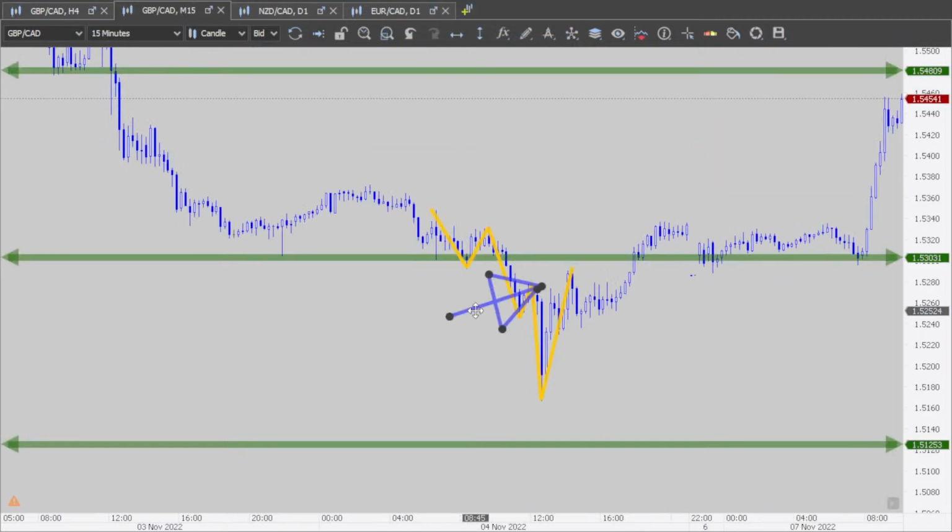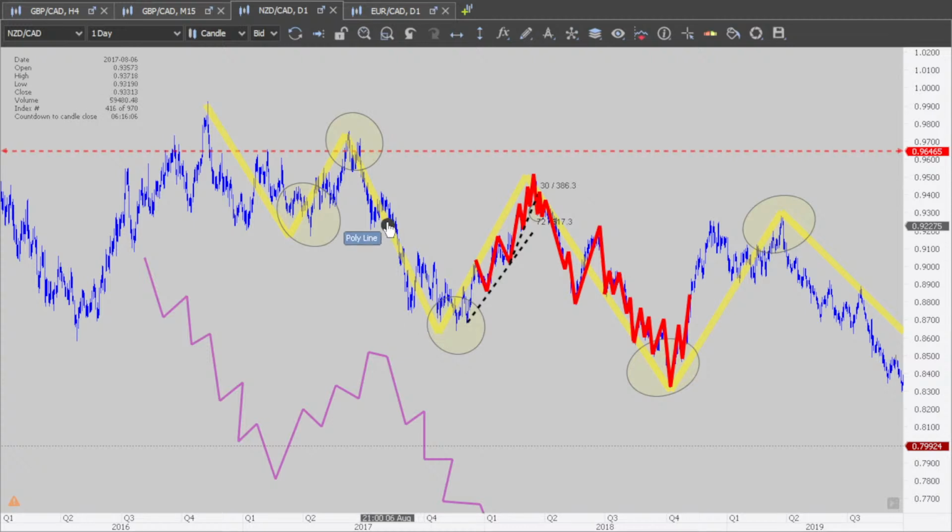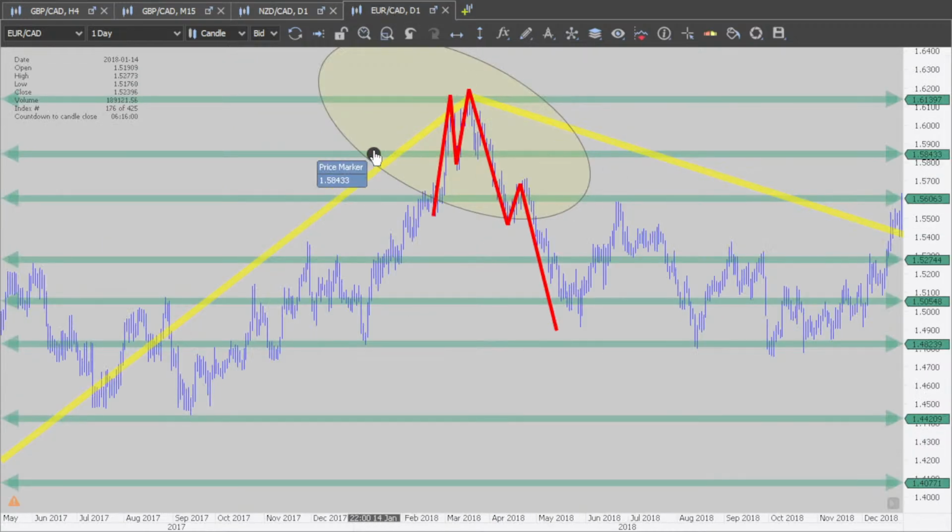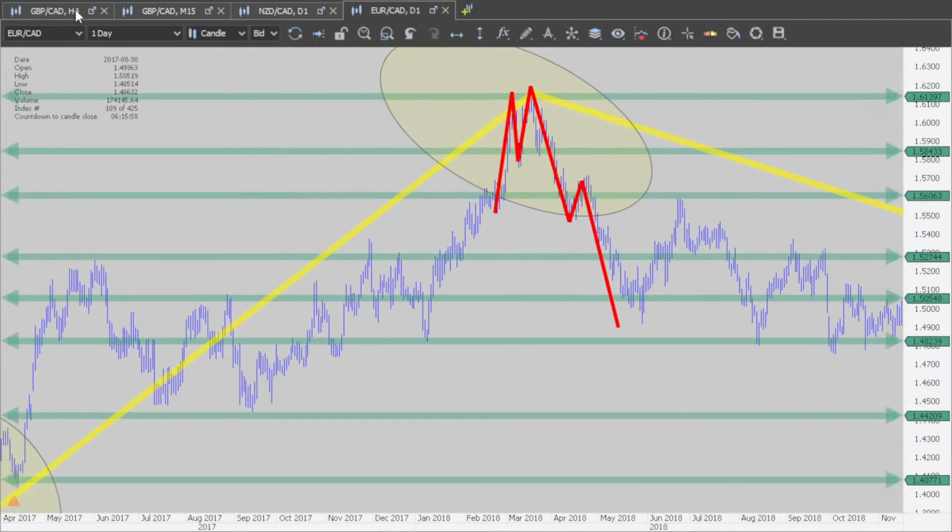You can go on the 15-minute chart and you are going to find crowns as potential reversals. You can go on the daily chart and you're going to find crowns as areas of reversals. Okay, or whatever, 4-hour chart, it doesn't really matter.